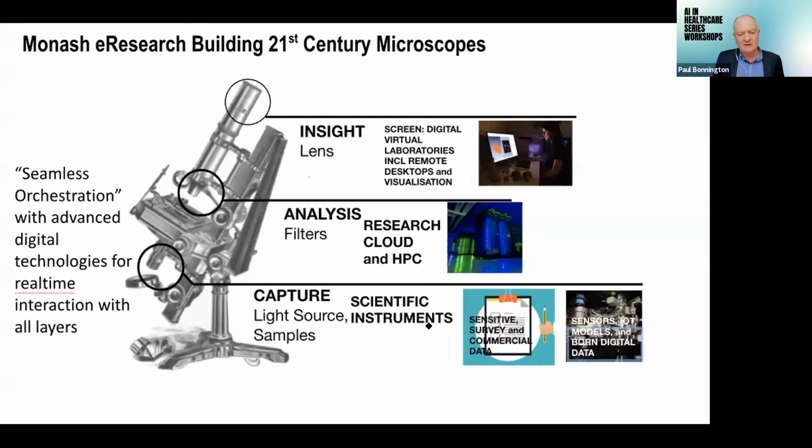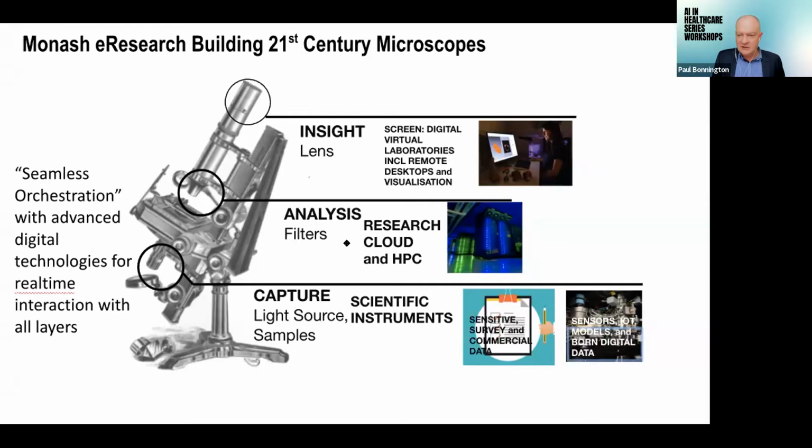Down the bottom here, you've got scientific instruments playing the role of the light source. You've got research cloud and high performance computing performing the role of the filters. It allows you to focus that data by doing data processing. And then the insights coming through from the modern day lens. Now, the computer screen is the modern day lens because everything is digital. And essentially, it's the way that we view the rest of this infrastructure and capabilities.